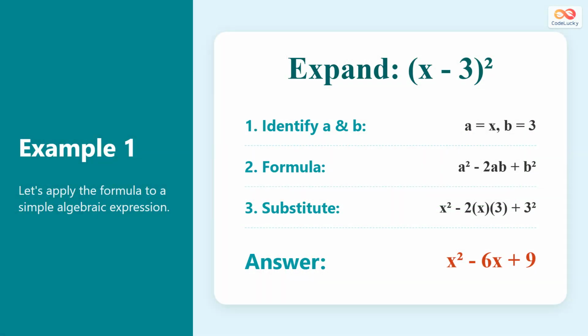Let's try a simple example. We want to expand (x − 3)². First, identify that a is x and b is 3. Following our formula, we square the x, subtract 2 times x times 3, and add 3 squared. Simplifying the multiplication in the middle and the square at the end gives us the final answer, x² − 6x + 9.